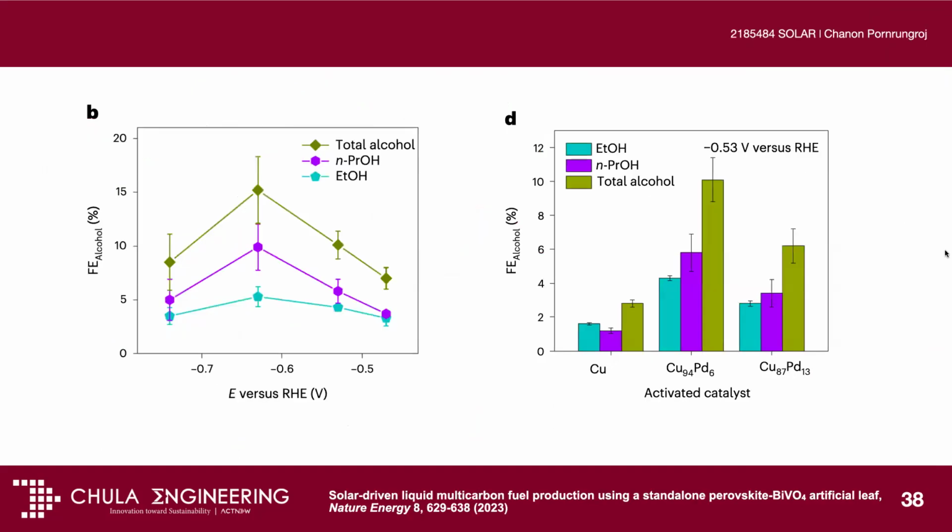And this is what you will see here. So for this material, again, the Faraday efficiency for alcohol, at the best condition, is about 15%. So from CO2, it produced mostly hydrogen, and then about 15% is alcohol.